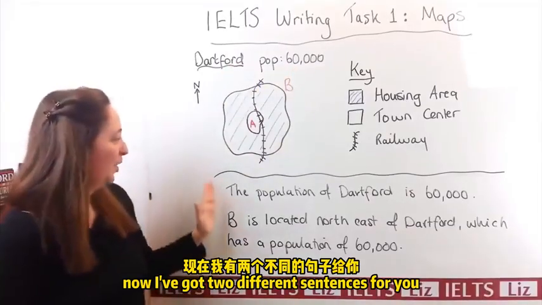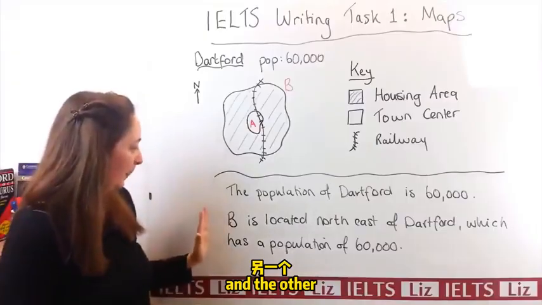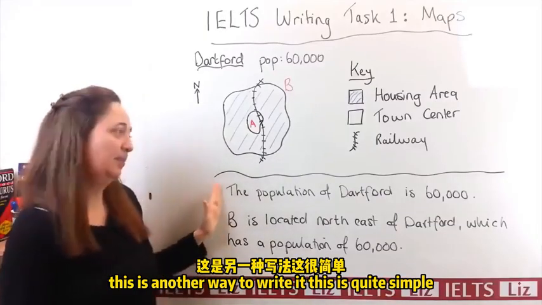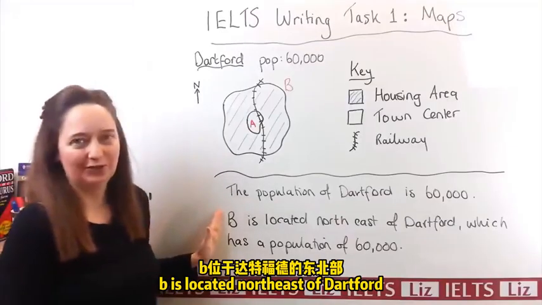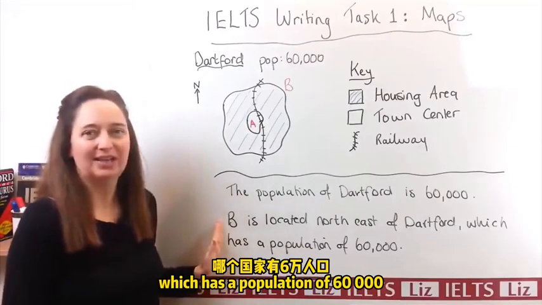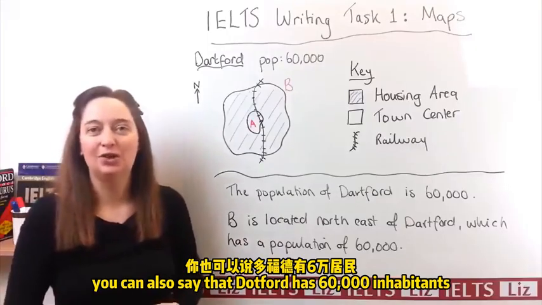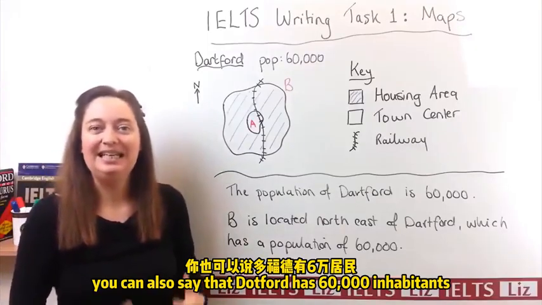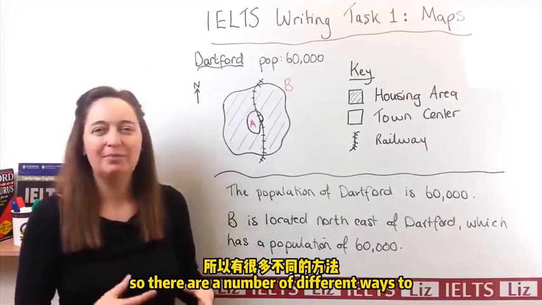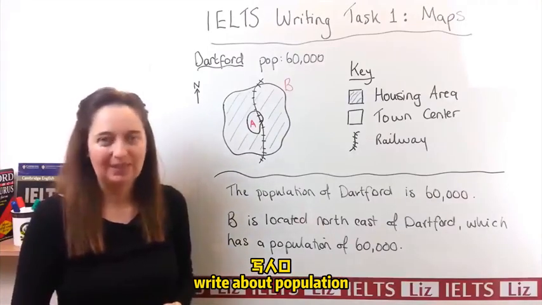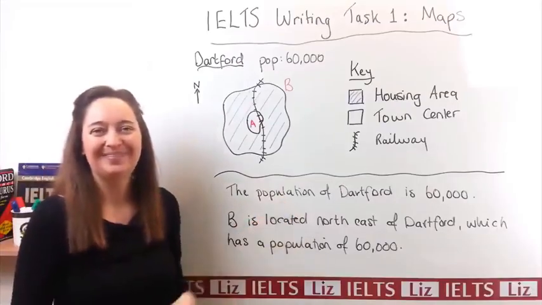Now I've got 2 different sentences for you. One is the population of Dartford is 60,000, and the other is another way to write it. This is quite simple, so this is more complex. B is located northeast of Dartford, which has a population of 60,000. So you can see here I've added it as a clause. You can also say that Dartford has 60,000 inhabitants, or there are 60,000 people living there. So there are a number of different ways to write about population. The other thing to notice is that population is singular, so don't forget that.